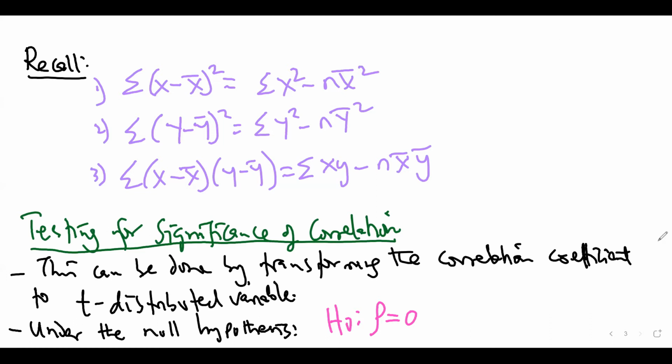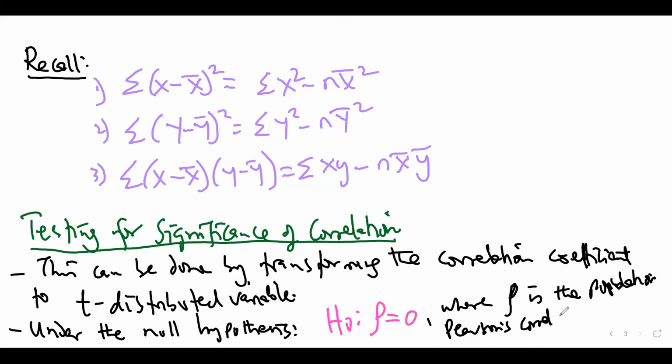Okay, so then we say where rho is the population Pearson's correlation coefficient. So that's what we are testing. It's a test of independence, if x and y are actually independent.